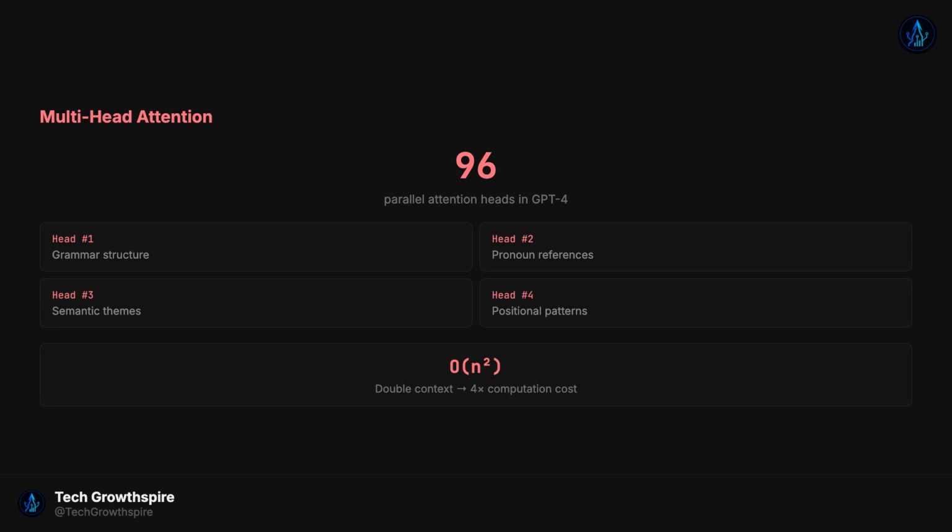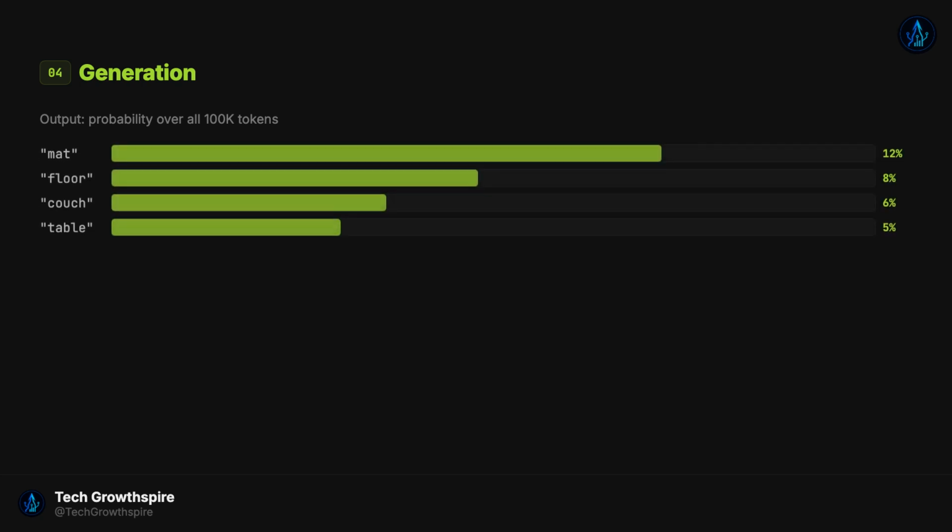Generation is autoregressive. The model generates one token at a time, feeds it back as input, and generates the next. This is why generation feels slow. Each new token requires a full forward pass through the model. Modern systems use KV caching to speed this up. They store the key and value computations from previous tokens in memory, so each new token only computes against the cached values.